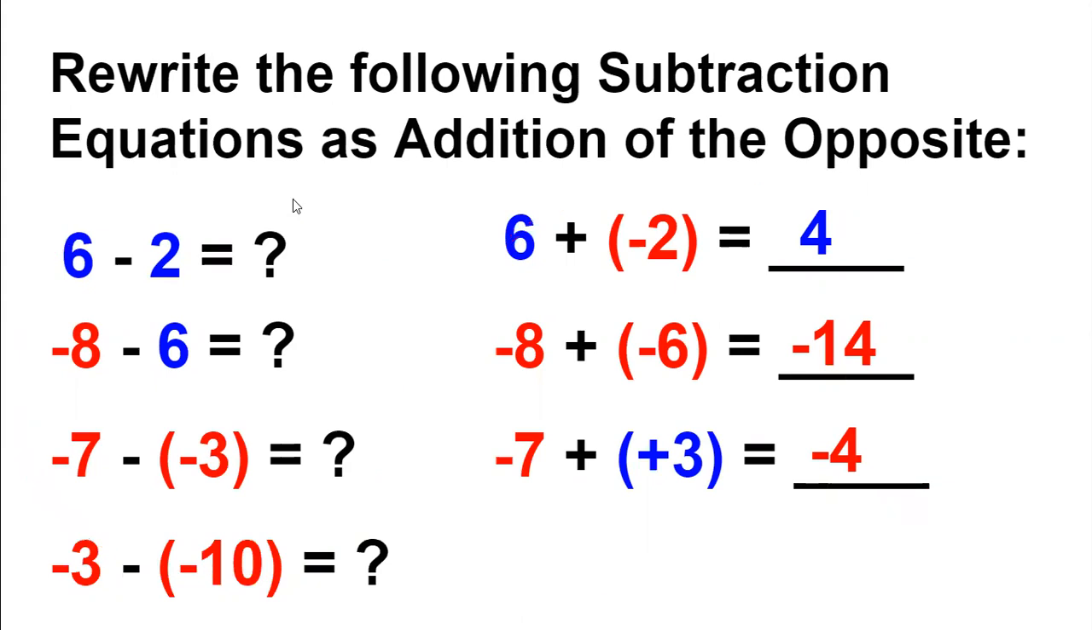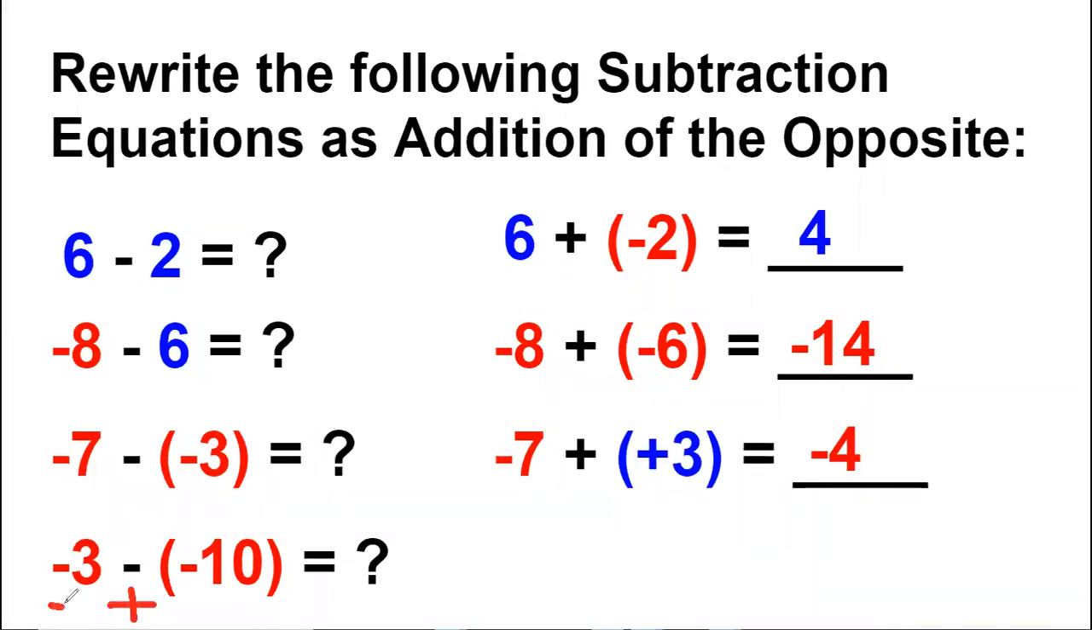There's one more here, -3 minus -10. Pause the video, try it, see if you can change it to an addition equation, and then see if you can get the answer. And then come back on. Okay? -3 minus -10 is the same as changing the minus sign to an adding sign. Keep the -3 the way it was. The first number always stays the way it was. Change -10 to a positive 10. Okay, -3 plus positive 10.